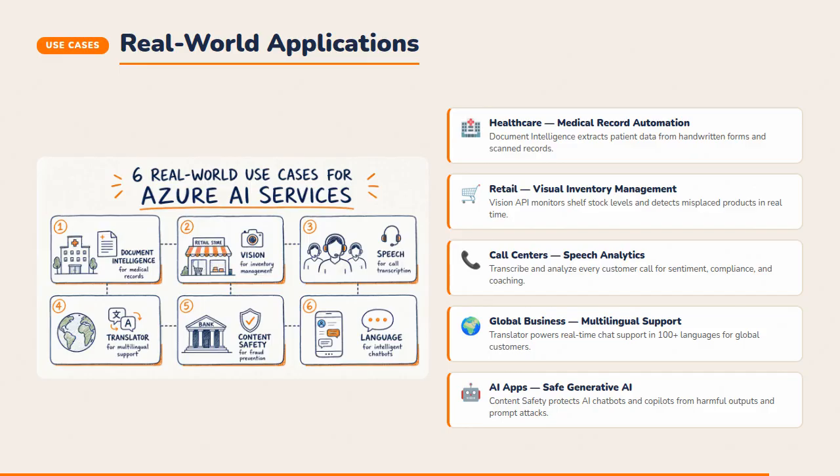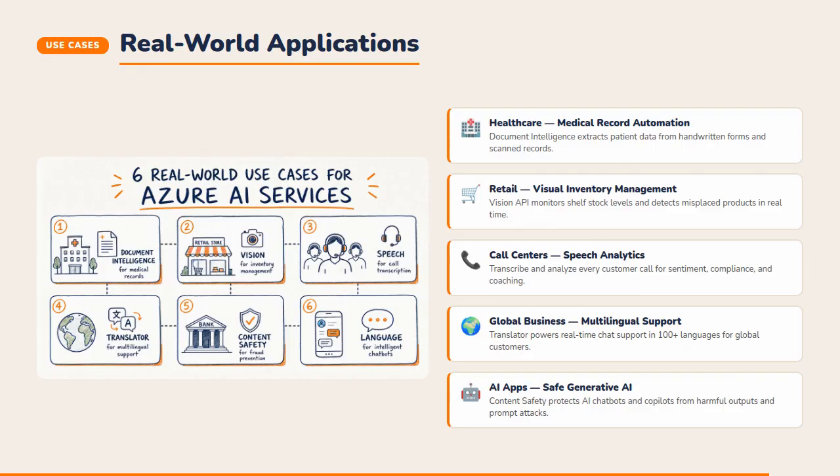Slide 11. Real-world use cases. Let us look at how organizations are using these services today. In healthcare, Document Intelligence extracts patient data from handwritten forms and scanned medical records, reducing manual data entry dramatically. In retail, Vision API monitors shelf stock levels and detects misplaced products in real time.